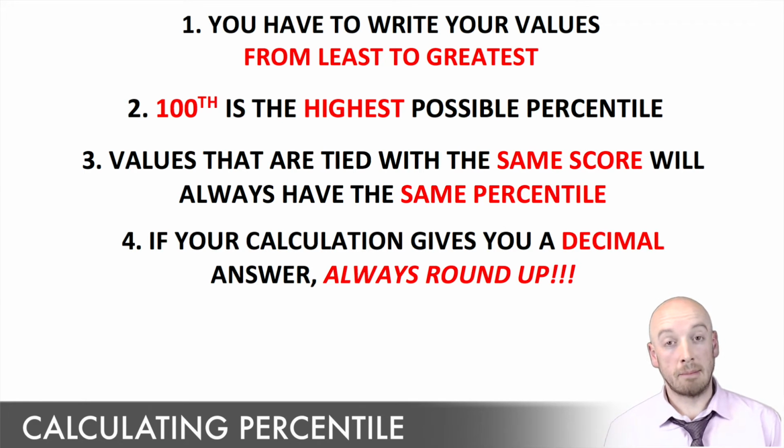Fourth, when calculating percentile using the formula, if your answer has a decimal in it, even if that decimal is really small, like 0.1 or 0.01, we always round up to the next integer. So anything you get with a decimal in it, you round it up to the next number. And this obviously goes against everything that we've learned until now about rounding numbers. But we're going to follow that rounding up rule whenever we use this formula.